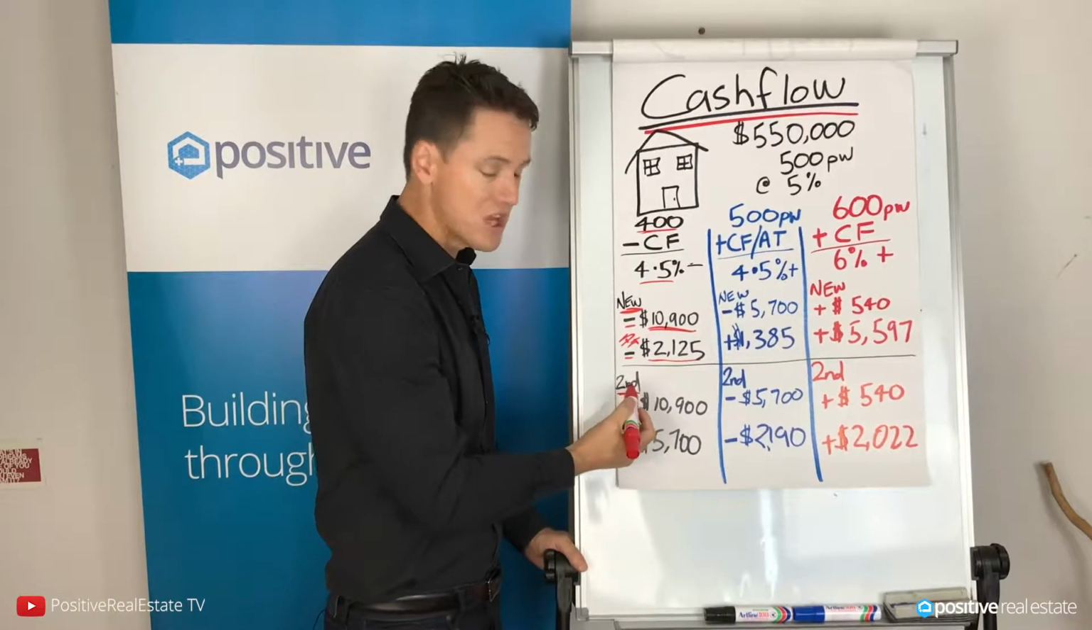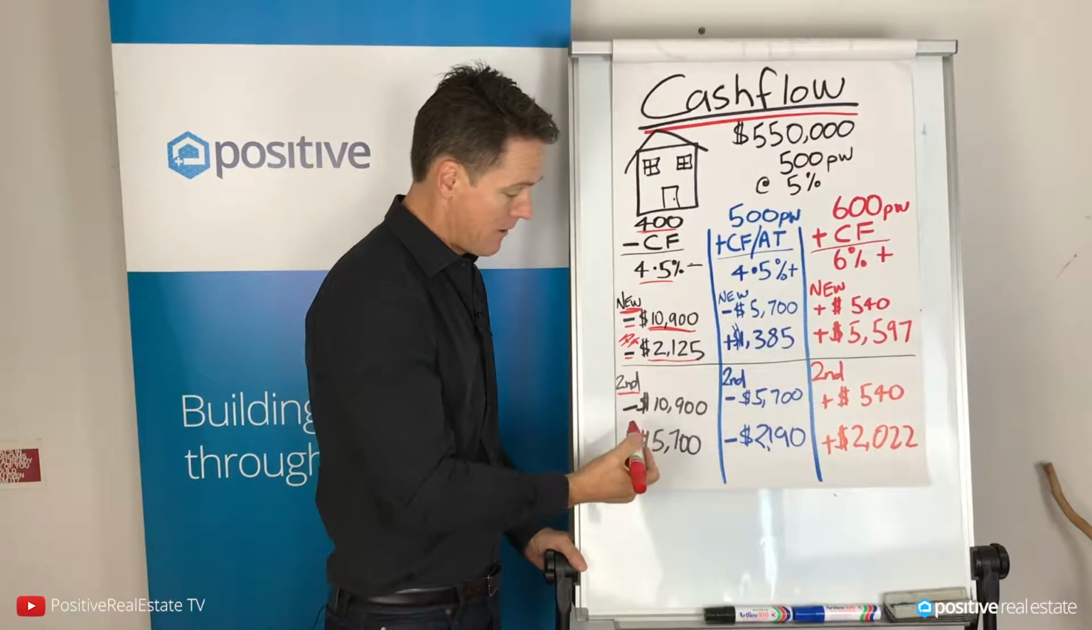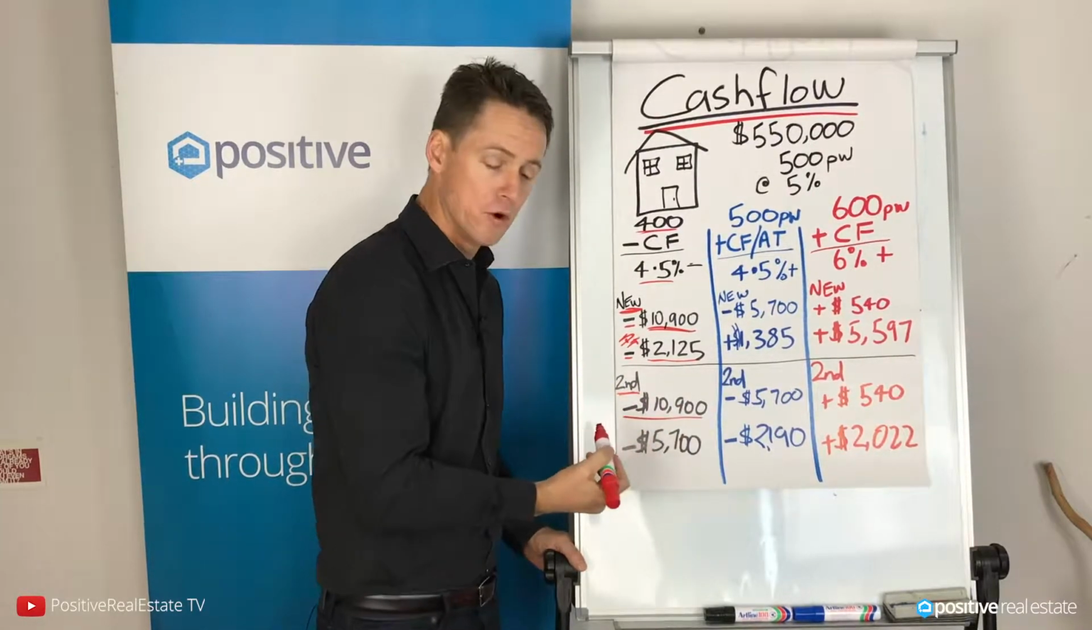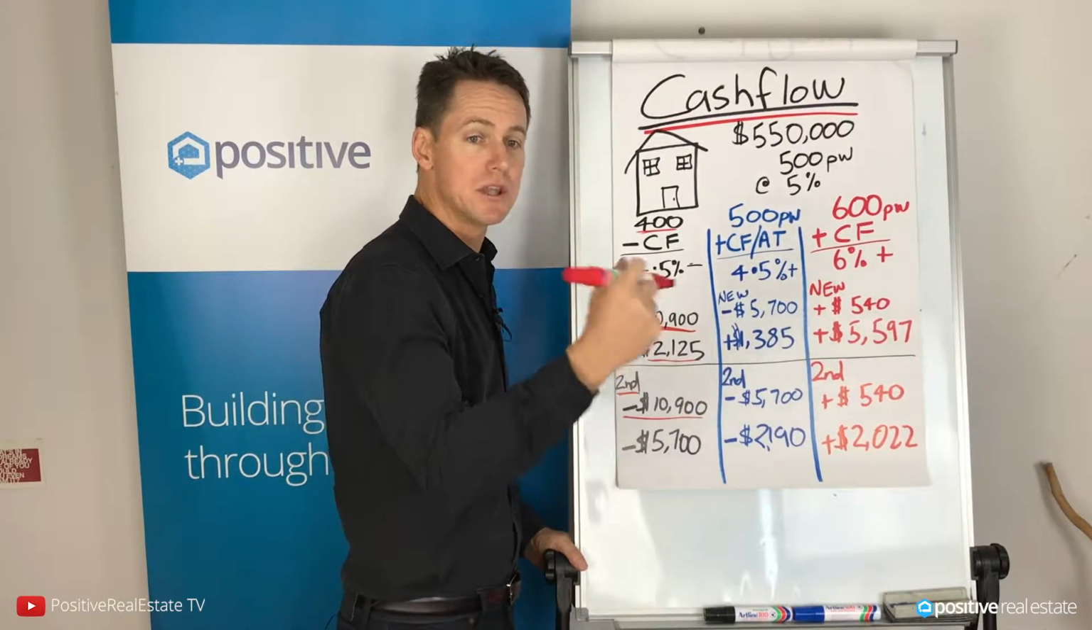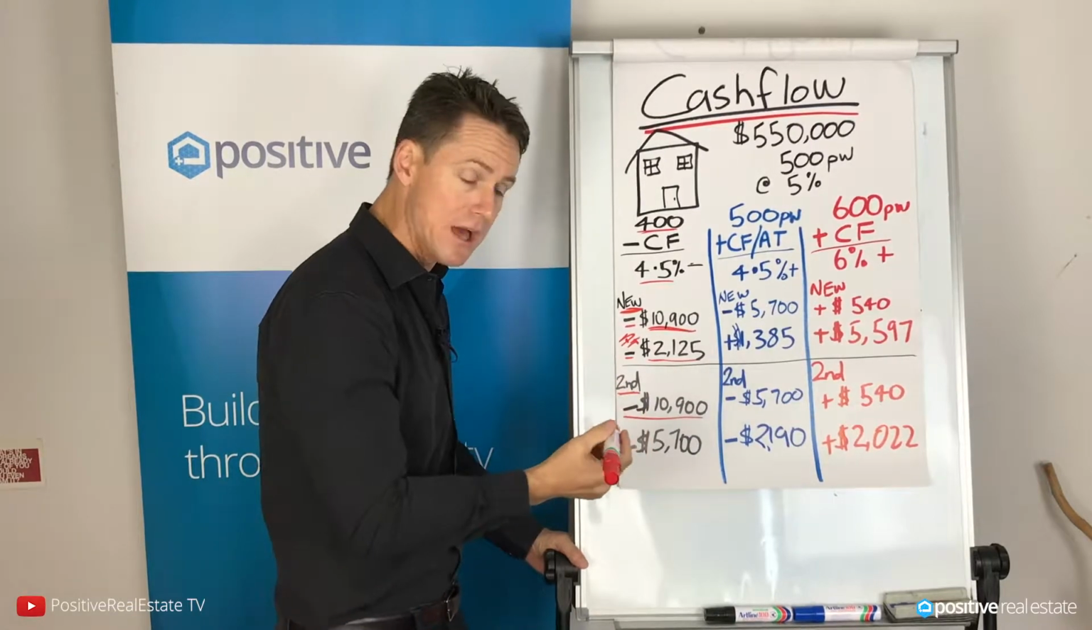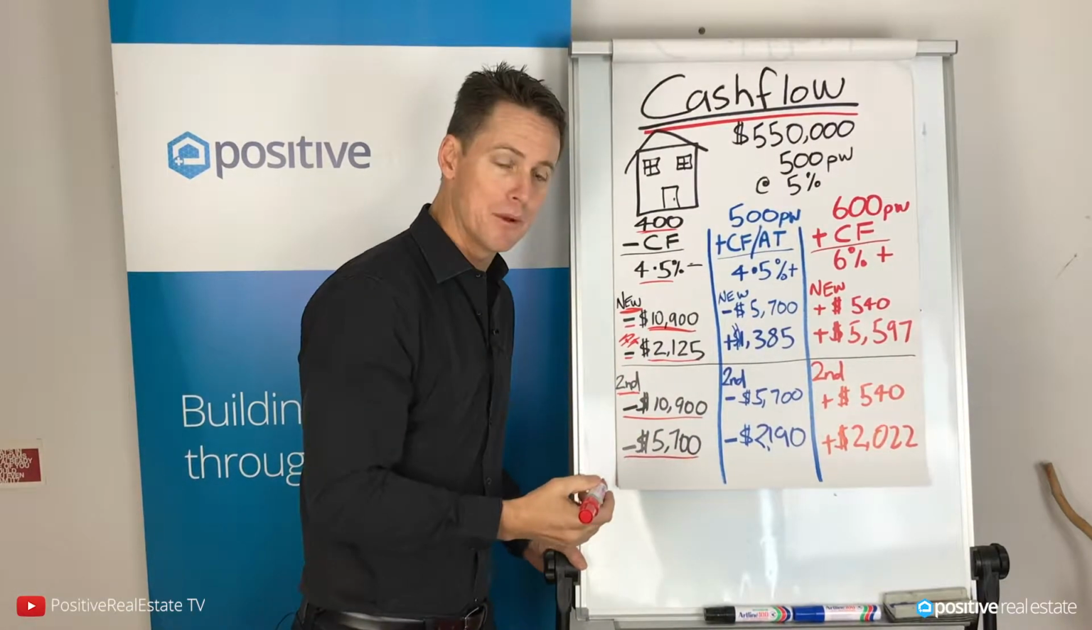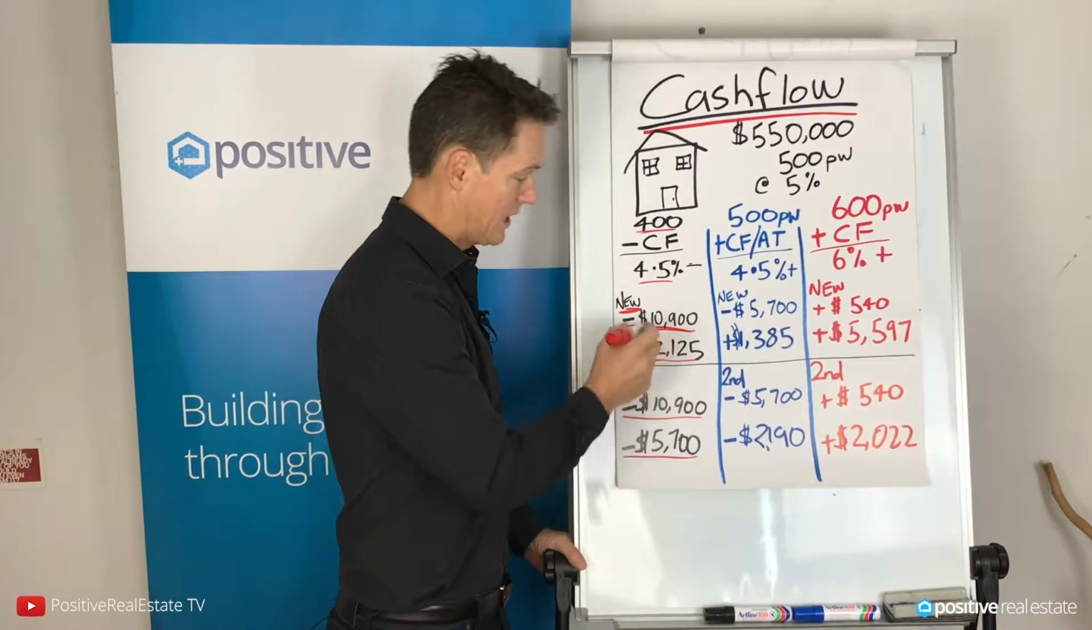If that property was secondhand or older, it's still negative cash flow before tax, and at the moment, the tax deductions and the negative gearing and the depreciation are less, and secondhand property is worse. It's more negative cash flow.